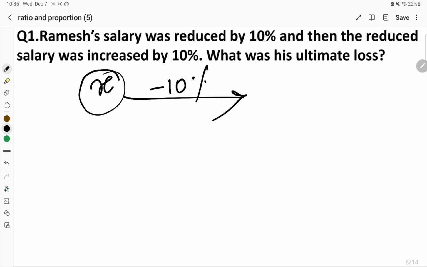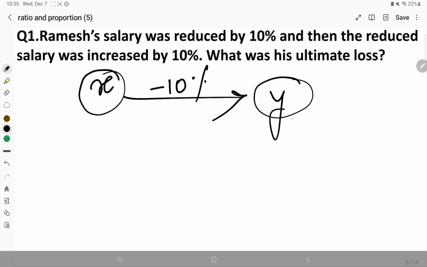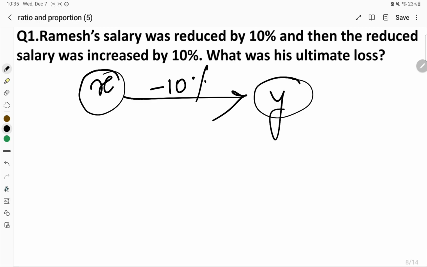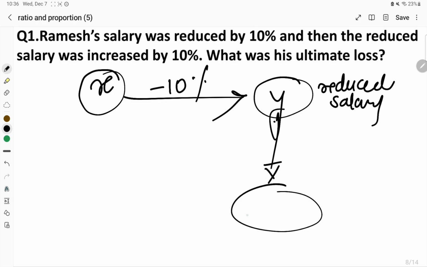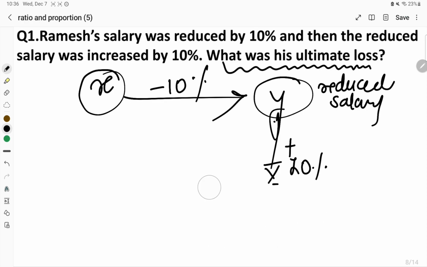This particular salary has been reduced by 10%. Suppose the reduced salary is Y now. X is the original salary and its form reduced by 10% is Y. Next, this reduced salary has been increased again by 10%. What we have to calculate here is the ultimate loss that has happened to Ramesh.